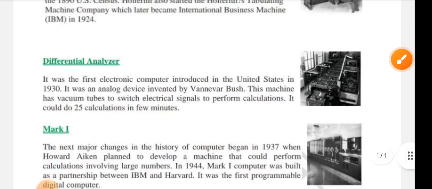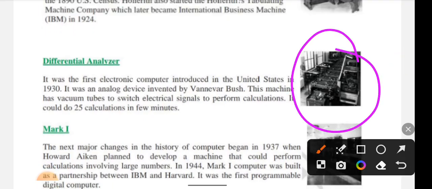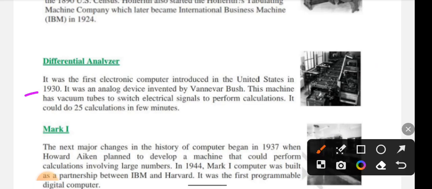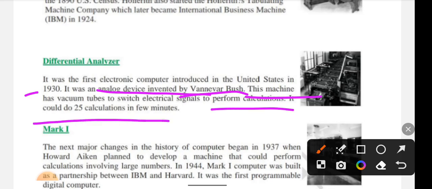Now we are going to discuss the differential analyzer, as you are seeing here. It was the first electronic computer introduced in the United States in 1930, and it was an analog device invented by Vannevar Bush. This machine used vacuum tubes to switch electrical signals to perform calculations. It could do 25 calculations in a few minutes.